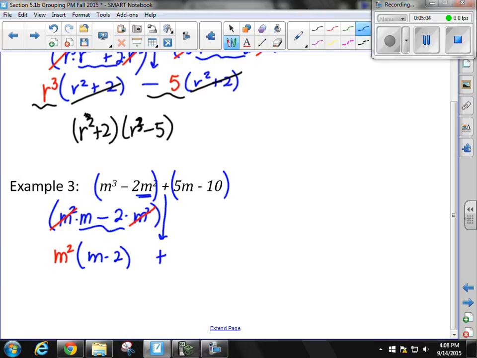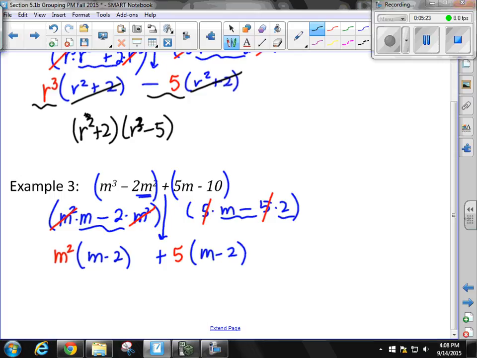My second group, I have 5 times m minus 10, which is 5 times 2. Now I'm only factoring out the 5 here. That's what they have in common. Not a negative sign, just a 5. And in parentheses, what's left? M minus 2. Common factor is m minus 2 inside parentheses times m squared plus 5.